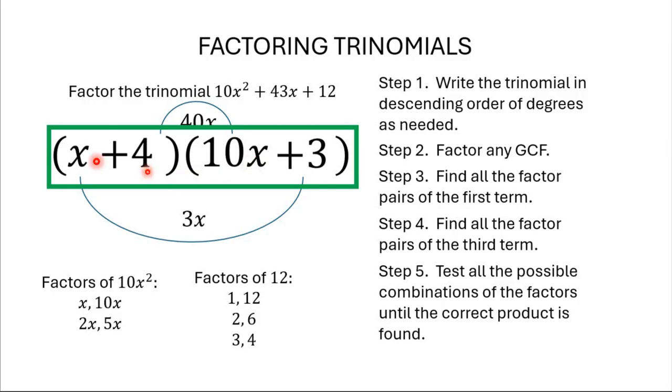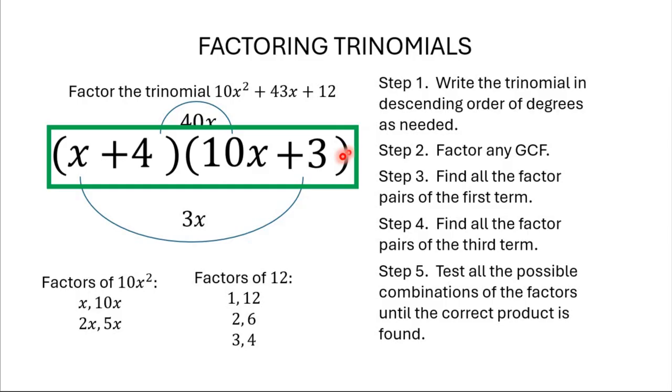You can try it out. First times first gives you the 10x squared. Outside outside gives you 3x. Inside inside gives you 40x. 3x plus 40x gives you 43x. And last times last, 4 times 3 gives you 12. All right, so that's how you factor a trinomial using the process of trial and error.